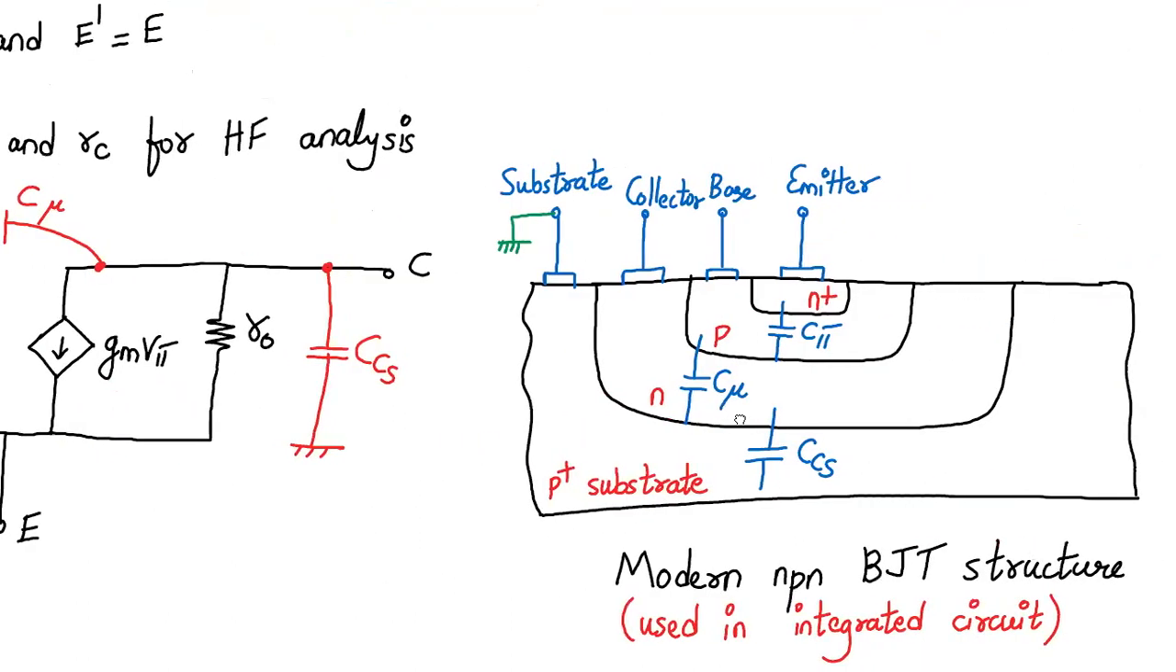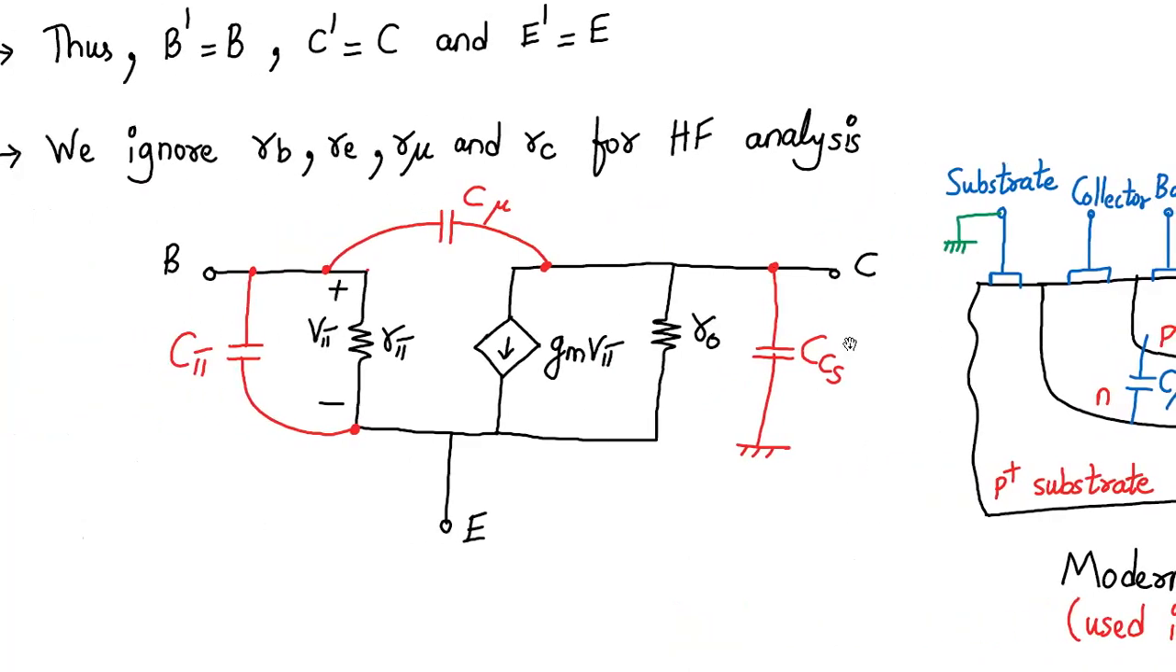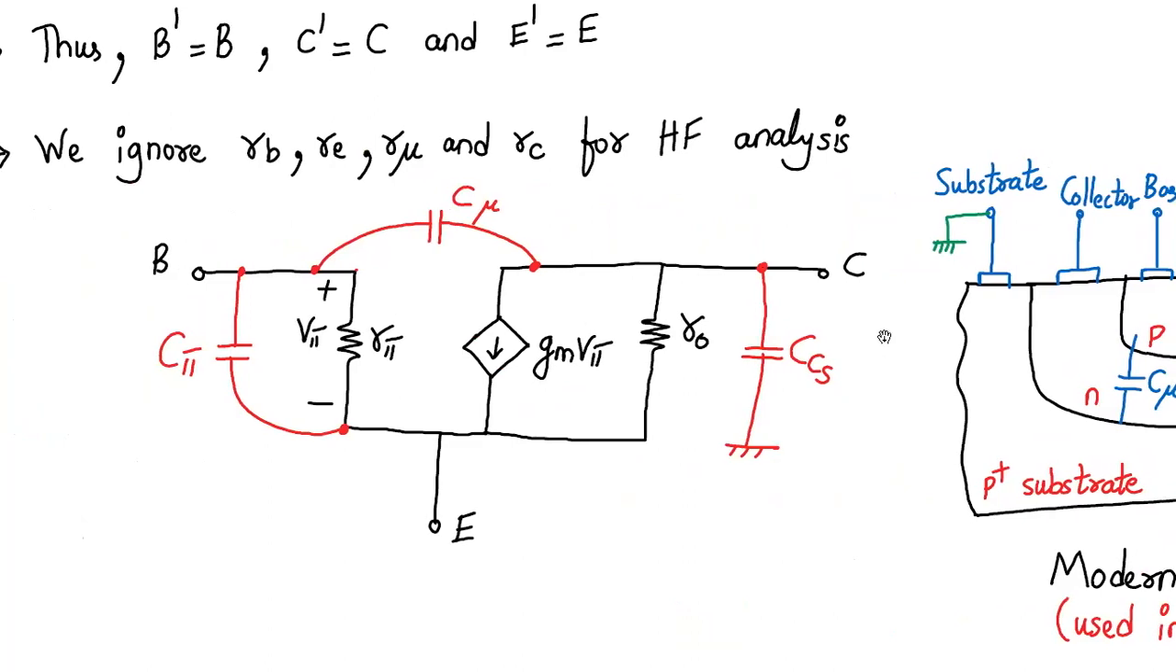If you want to visualize it in the modern BJT structure used in integrated circuits, it can be represented in this form. Between the emitter, which is made up of an N plus region, and the base, we have C pi, the forward biased base emitter junction. Between the collector and the base, we have C mu, which is a reverse biased PN junction. And between the collector and the substrate, we have CCS, which is again reverse biased. That is represented in this approximate high frequency model. From now on, we will be using this approximate high frequency model of a BJT for analysis.